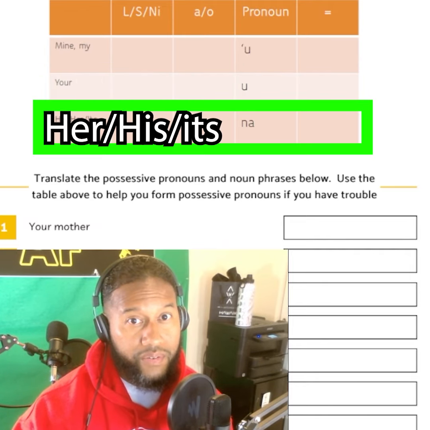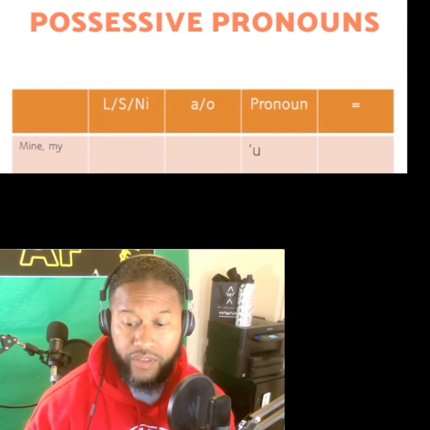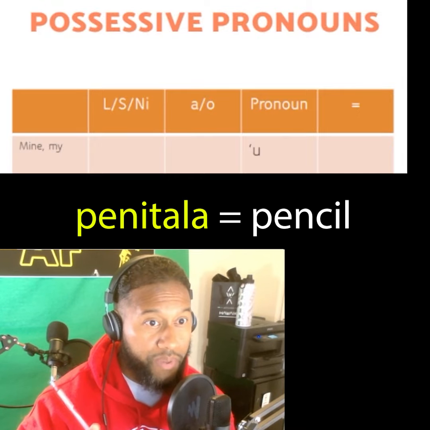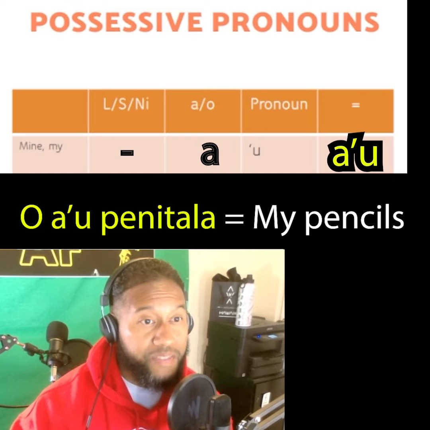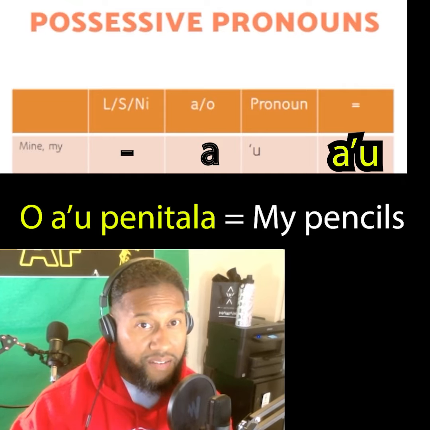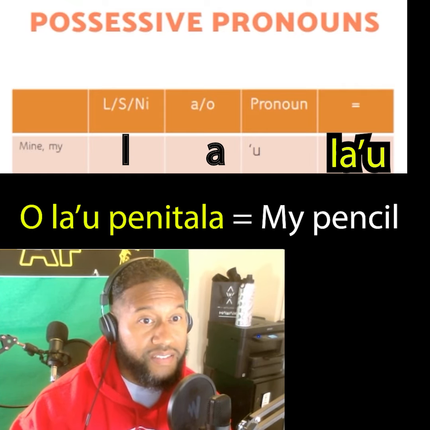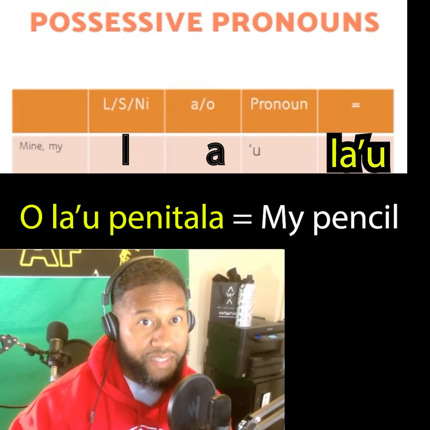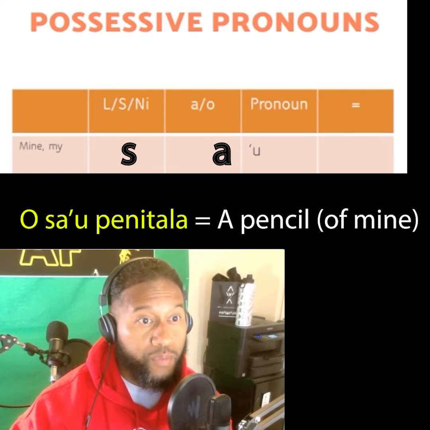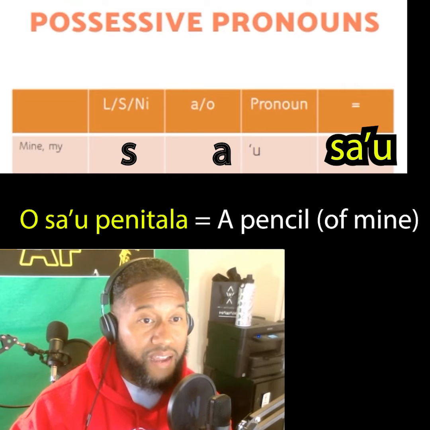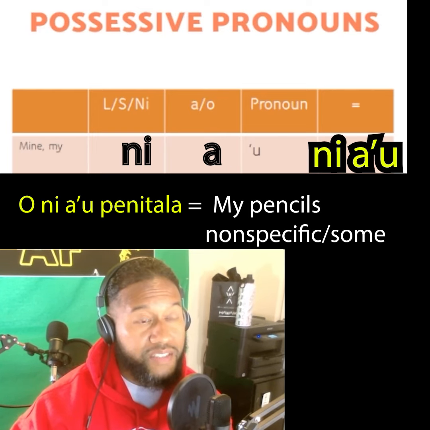these out as well. So the first thing we need to do is pick a noun. So let's pick penitala, or pencil. If there's no letter in the first column, then it's plural and a specific set of penitala. If there's an L, then it's singular and a specific penitala. We're talking about this specific one right here. If we use S, then we're saying a penitala, not a specific one, just a penitala. If we bring down ni, then it's plural and non-specific. So ni is basically just the plural of the S.